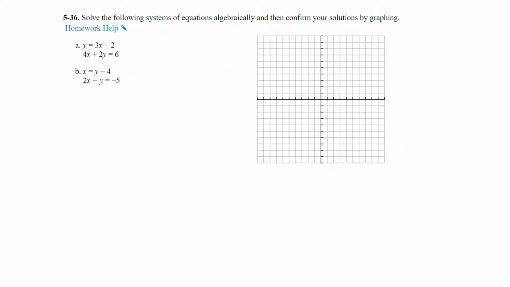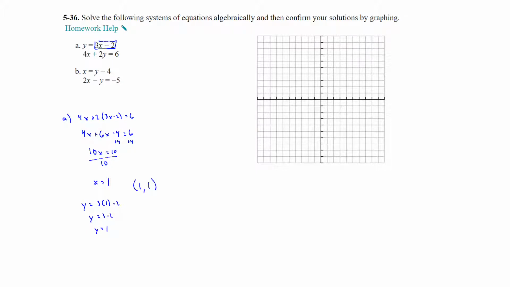36. Solve the following systems of equations algebraically and then confirm your solutions by graphing. So, still solving systems. First one is set up for substitution. We're going to substitute 3x minus 2 for y into the second equation. We will then distribute the 2. Combine your like terms. I'm also going to add the 4 to the other side. Divide by 10. x is equal to 1. We'll go ahead and plug that back in the first equation. y is equal to 3 times 1 minus 2. 3 minus 2 is 1. So we have an ordered pair of 1, 1.